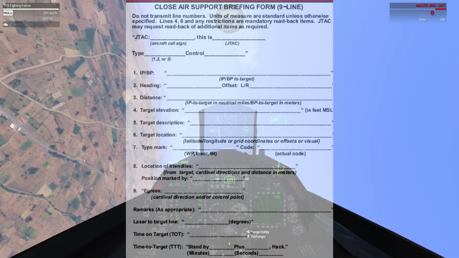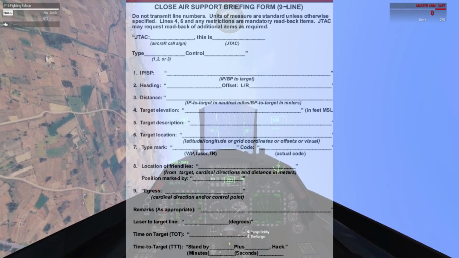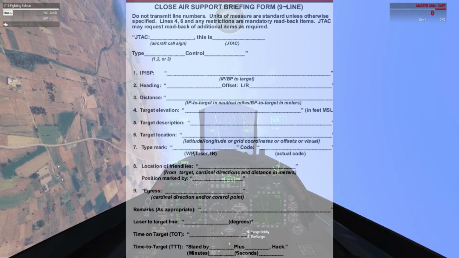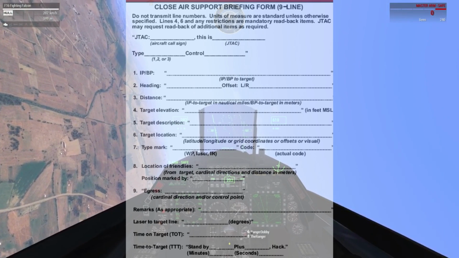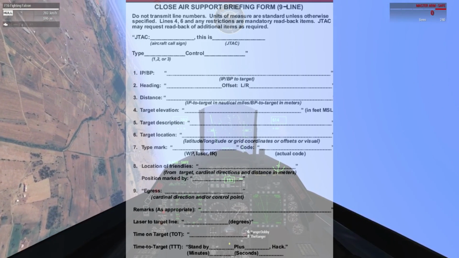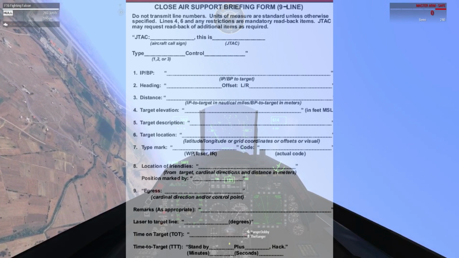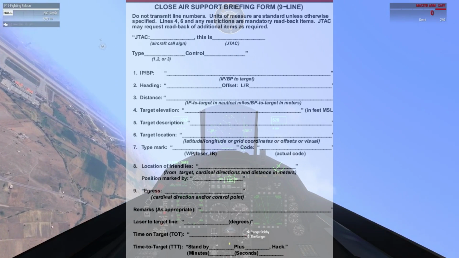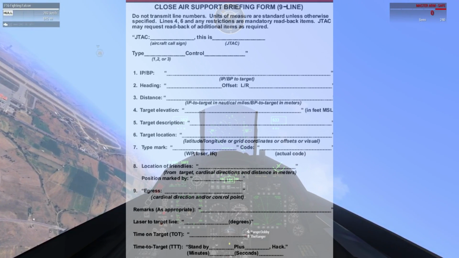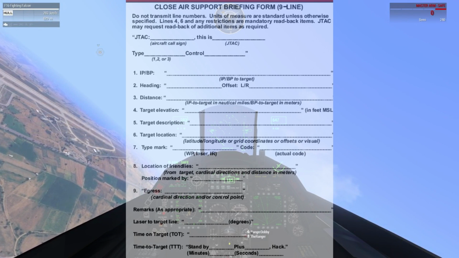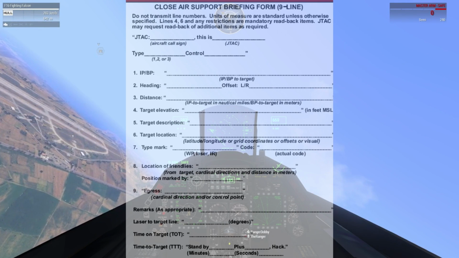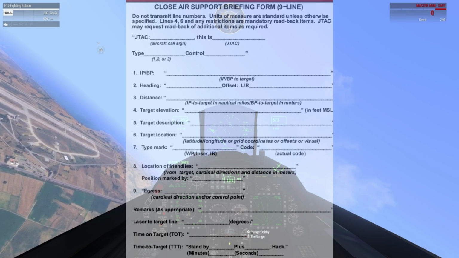Line 4 is target elevation. This is generally given in meters. This is so you know how high the target is if it's on a mountain or in a valley. This is just so you don't slam into the mountain. Also, so if you're dropping, say for instance, guided munitions, they don't slam into a mountain that's in your way. So it's a reference point for you to know, so you can help plan out your attack run-in.